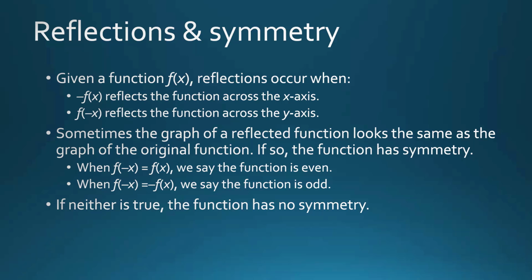And then you're going to simplify to the extent that it's possible and compare it with what you started with. And so if you end up with the original function, f of x, that means you have even symmetry. And if you end up with the opposite of f of x, that means you have odd symmetry, or origin symmetry as it's called sometimes. And if you have neither one of those, then you have no symmetry.